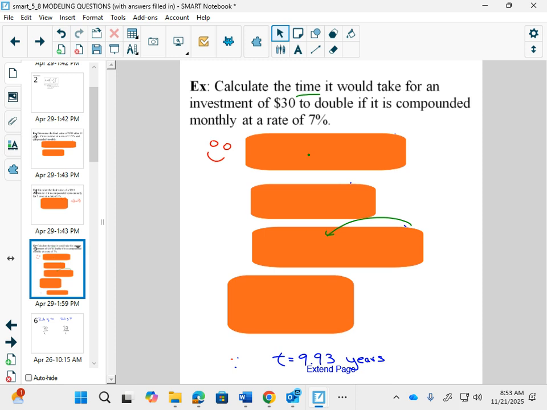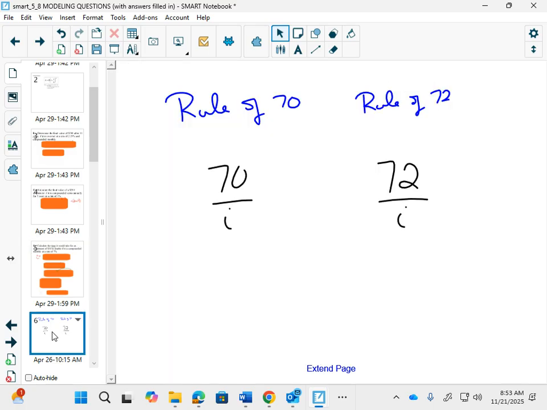This rule lets you figure out how long something's going to double, and it's so simple. This is the actual math that we did with the logarithms, and we got 9.93. But if you're not worried about a few decimal places and just want a ballpark, if you got 7% interest, your money would double in 10 years. If you got 8% interest, which one's easier to divide by 8? 72. 8% interest, it would double in 9 years.